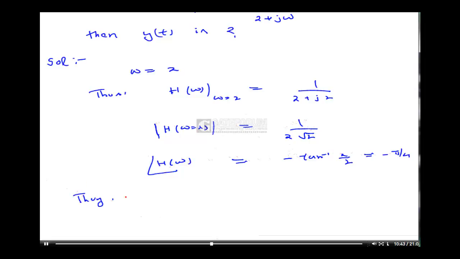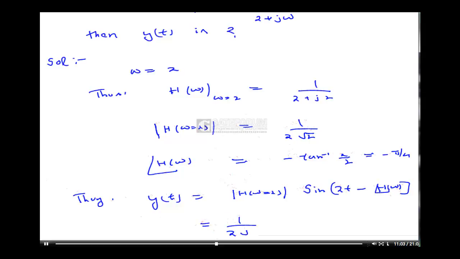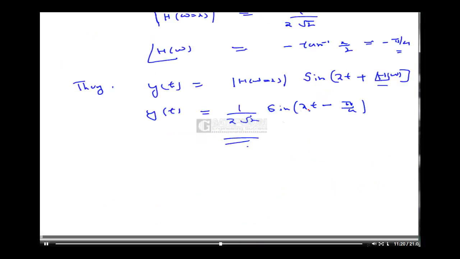Thus y(t) is equal to mod of H of omega at omega equal to 2 times sine of 2t plus angle of H of omega. Okay, so this will be 1 by 2 root 2 sine of 2t minus pi by 4. Actually it is plus angle of H of omega, and the phase of H of omega is nothing but minus pi by 4. So this is my y(t). Frequency is the same, but amplitude and phase are different.